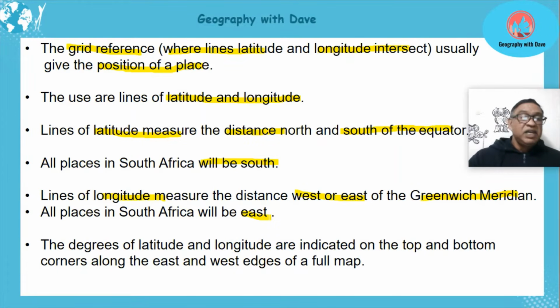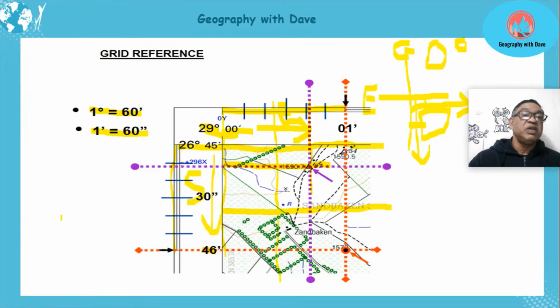All right. Now, degrees of latitude and longitude are indicated at the top and the bottom corners, along the east-west edges of the full map. Okay, that's where we showed it to you also. Can you see it? That's where it's situated. So you can look for it there. Of course, the measurements go on in minutes, etc. But you know that's the starting point. You look and you can go down.